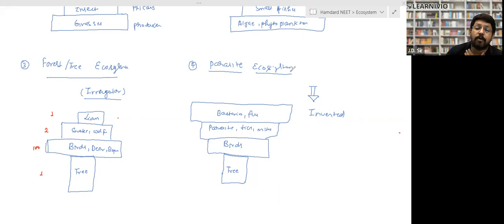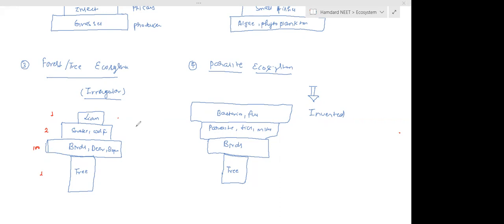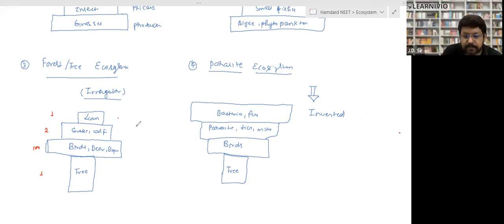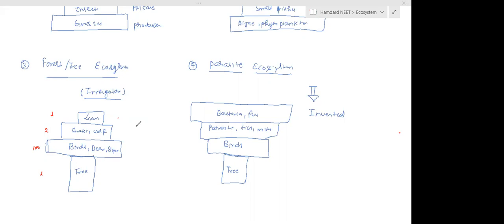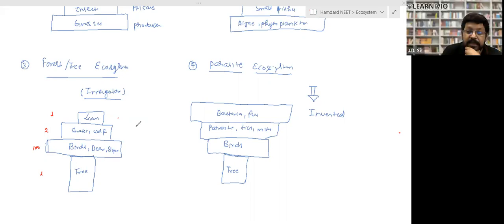So when we talk about the parasite ecosystem, or the pyramid of number for the parasite ecosystem, it becomes inverted, right? Is it not? Okay, so on top there are bacteria and fungi. Okay. And then there are parasites, ticks, mites. Okay.